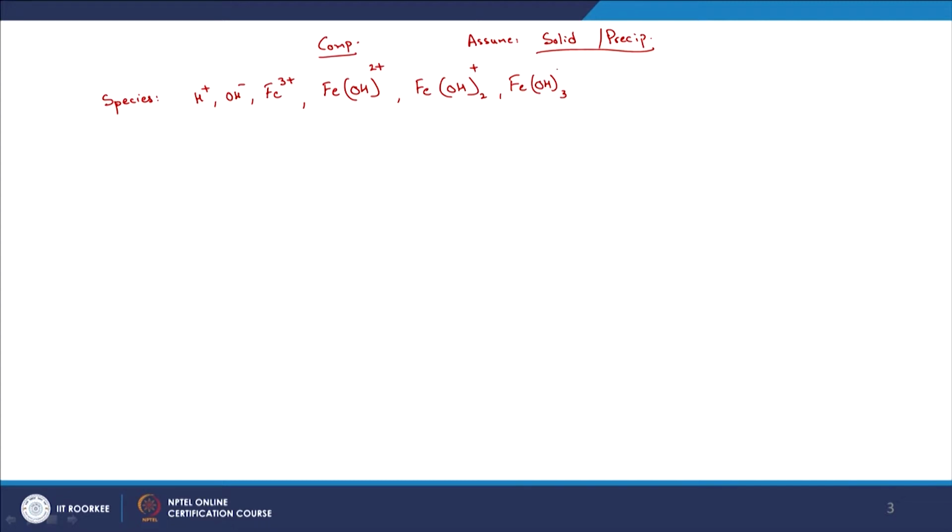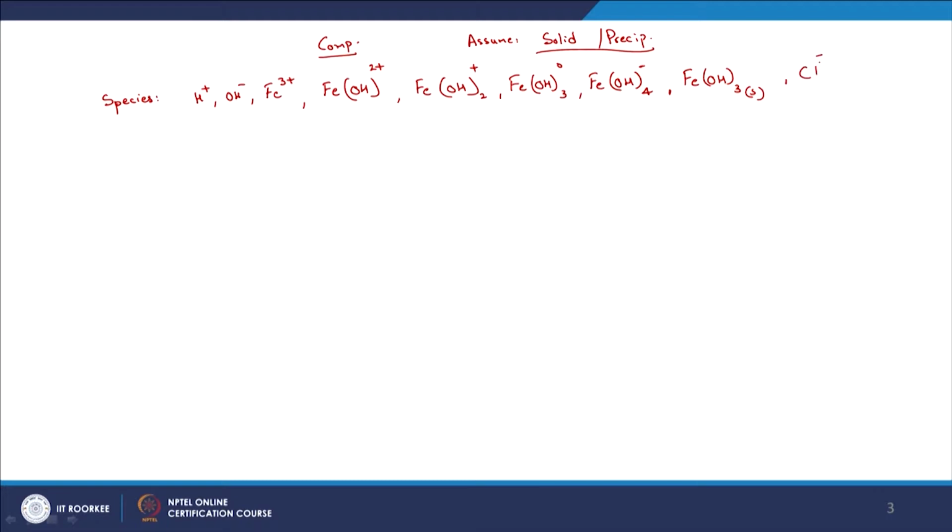And also we are going to consider that the solid is precipitating out. So I'm going to go ahead with the first assumption that solid is formed, or precipitation occurs. With that in mind, I'm going to list my species. H plus, OH minus, and then the free metal, and then I'm going to list all the complexes with respect to Fe and OH: FeOH with 2 plus charge, Fe(OH)2 with plus 1 charge, Fe(OH)3 the complex with 0 charge or neutral, Fe(OH)4 with negative charge, and obviously I'm left with my solid Fe(OH)3(s), and Cl minus.